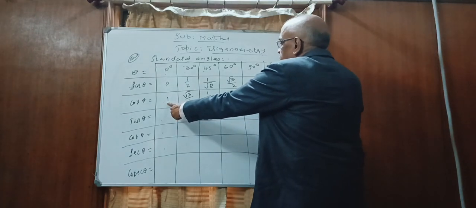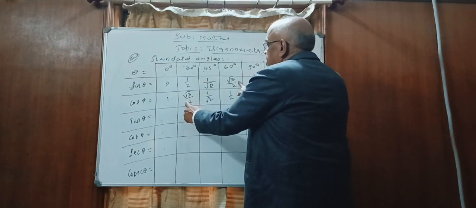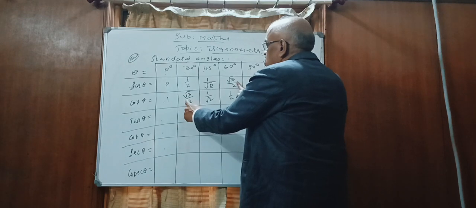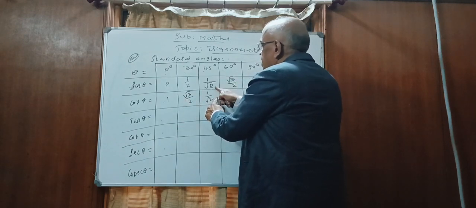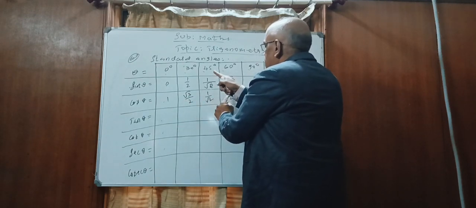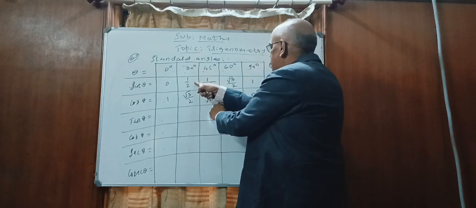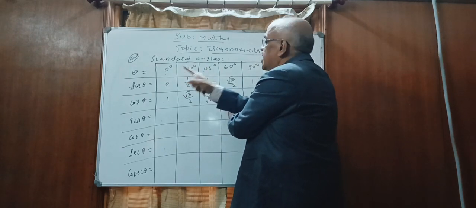Again I am explaining to you. What is cos 30? Root 3 by 2. What is cos 45? Sin 45. What is cos 60? Sin 30. What is cos 90? Sin 0.